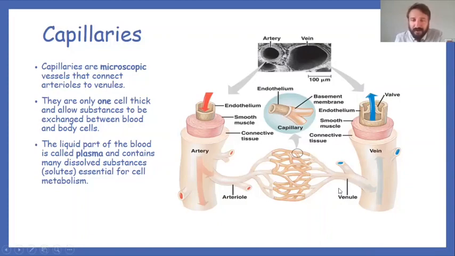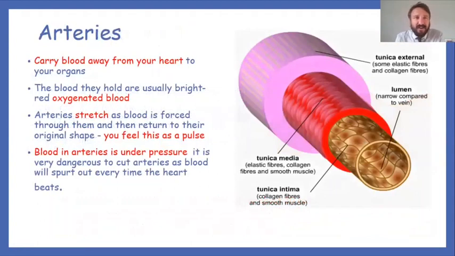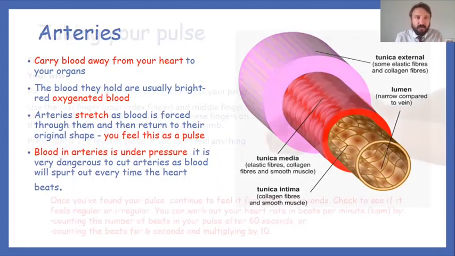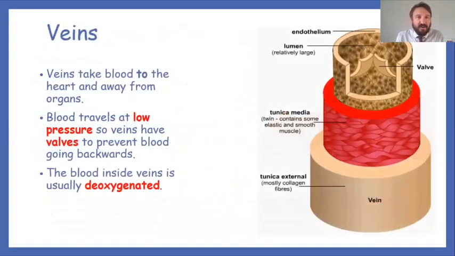Okay, let's have just a quick look through, because we've sort of taken a lot of knowledge there. So we've got our arteries that are carrying the blood away from your heart to your organs. Okay, and there's usually oxygenated blood that's going through there. They're stretchy, okay, because of the high pressure. Then we looked at taking our pulse. Okay, we had a look at veins, which take the blood to the heart, sorry, from the organs to the heart, and it's more low pressure going through there, and they've got valves. Okay, and then blood inside the veins is usually deoxygenated.